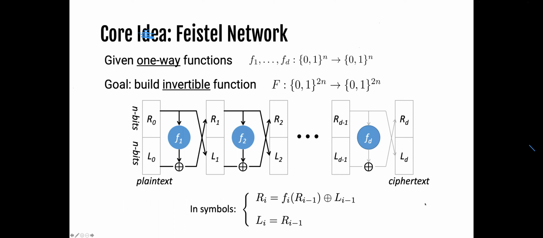Okay, so the core idea, I'm going to start with the Feistel network. Let's suppose that there is a one-way function. What does it mean by a one-way function? It means that this is a function that is very hard to reverse. Like, you know how to convert some bit string, let's say, for example, I'm just writing a random byte, to another random byte.